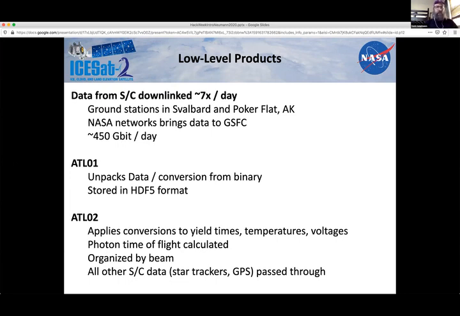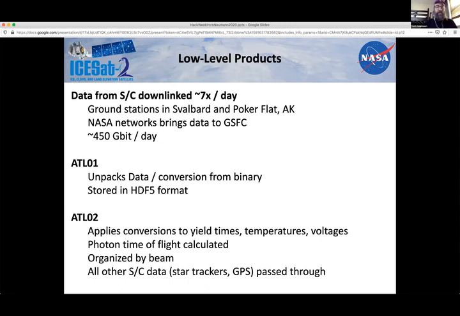I don't look at ATL01. ATL02 is the lowest level we think anyone could possibly be interested in. At the ATL02 level, we're applying conversions to turn those zeros and ones into times, temperatures, and voltages across ATLAS, and calculating the photon time of flight. So it's combining those transmit times and the photon receive times to figure out what that round trip time is.